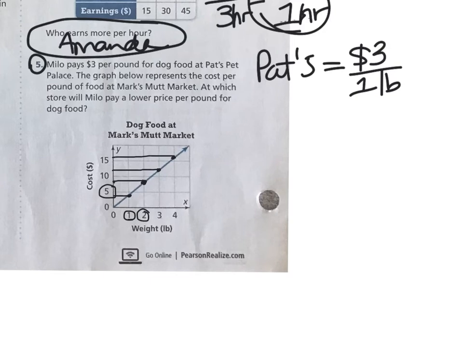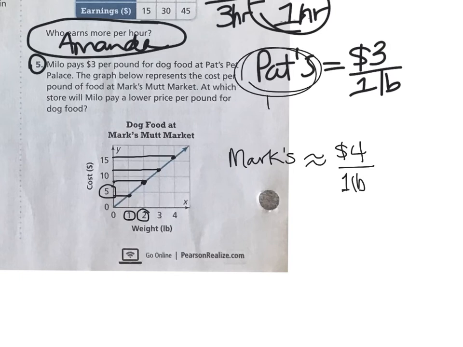Then you go to the 3 pound mark and you're just under halfway between 10 and 15. So you're around $12, maybe $12.50. And at 4 pounds, you're over $15, probably closer to $16. So what I can gather from this is that it looks like at Mark's Mutt Market that we're looking at approximately $4 per pound of dog food. And that would make the lower price at Pat's.